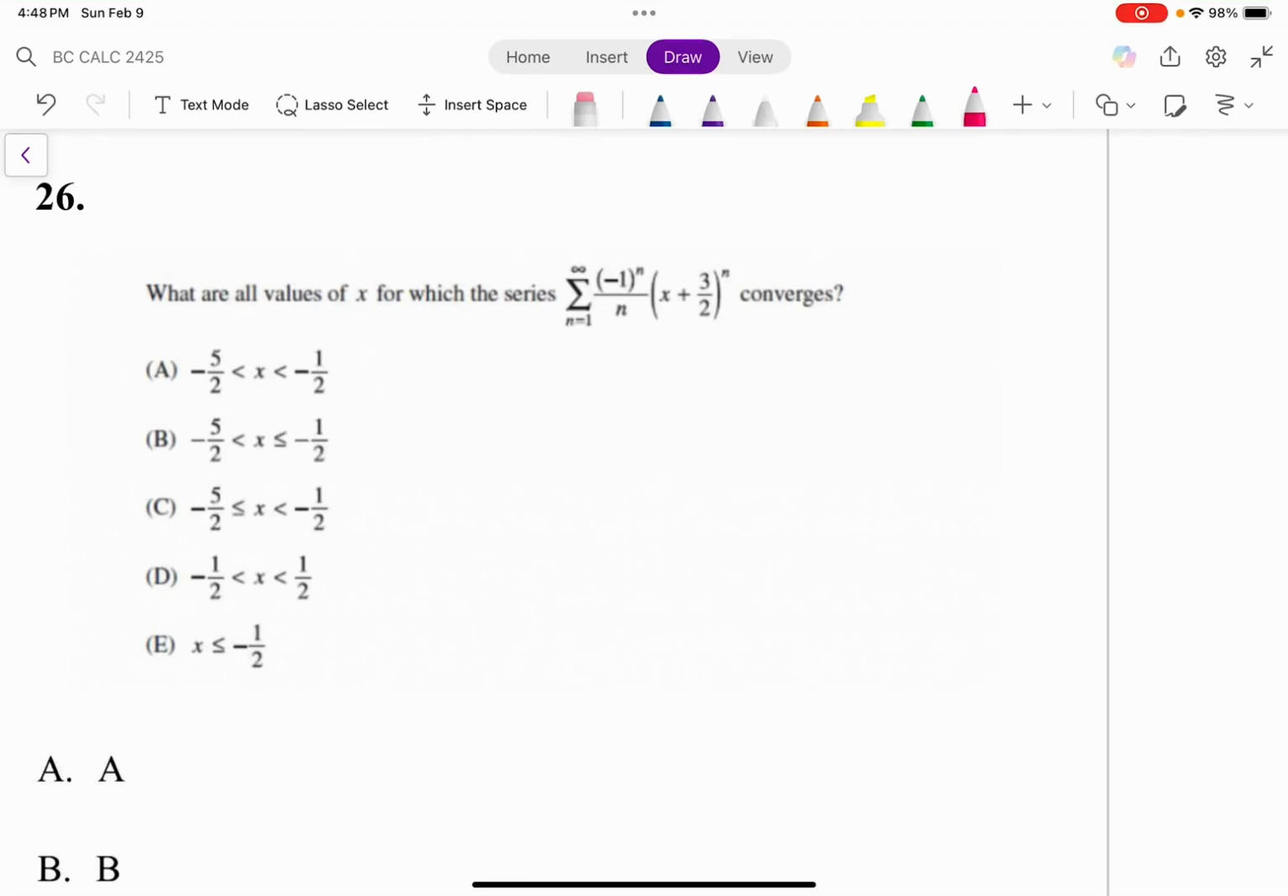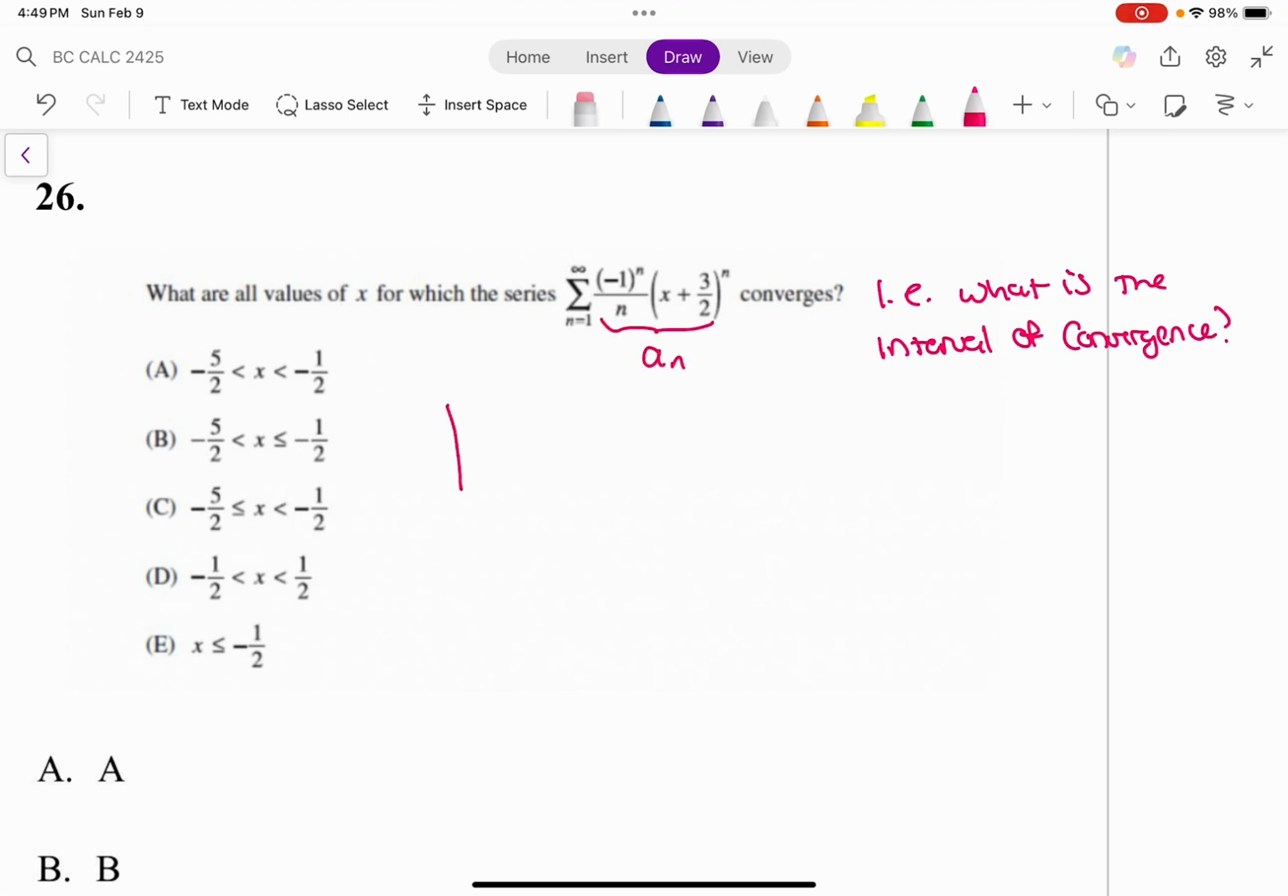Okay, this says, what are all values of x for which the series converges? This is another way of saying what's the interval of convergence. Okay, so to find that, we do the ratio test. Remember, this is our a sub n.